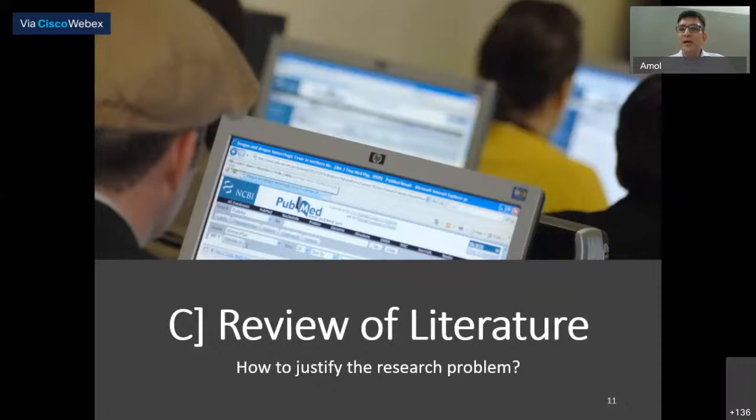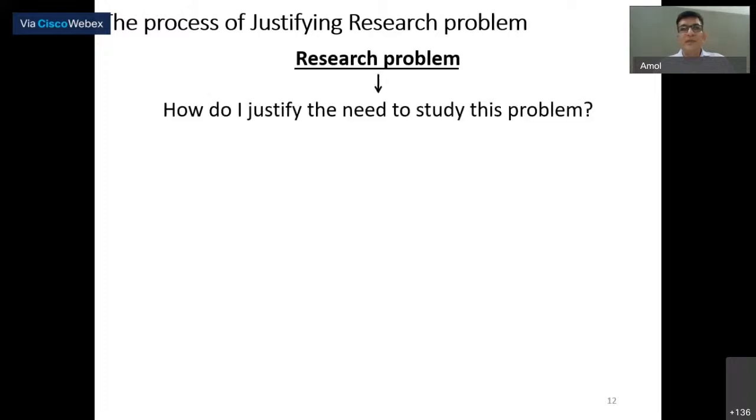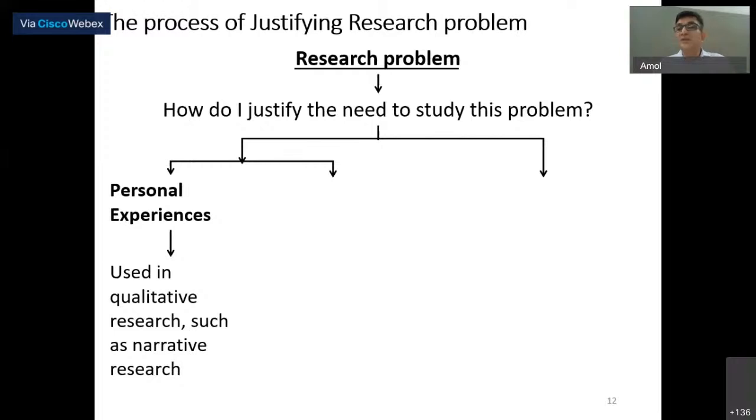I'm sure you must have gone through review of literature and steps in doing literature review. But I'm going to put it up again just to help you how you put that in your protocol and what part you have to mention when you write for it. Review of literature is the process of justifying research problem. You can justify your research problem in three ways. One, personal experience, used in qualitative research such as narrative research. But if you're doing master's thesis or PhD, we do not recommend you to use your personal experiences as a base for starting a research question.